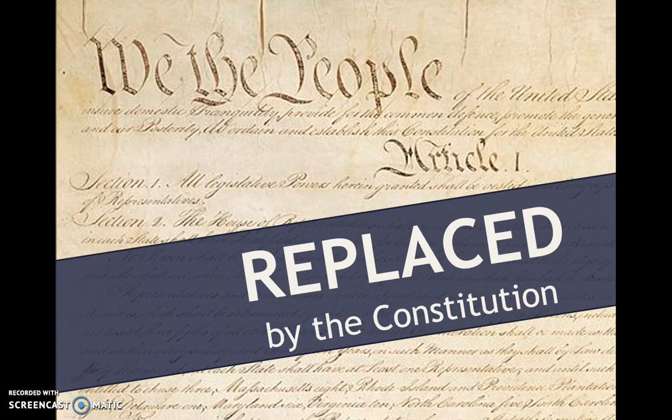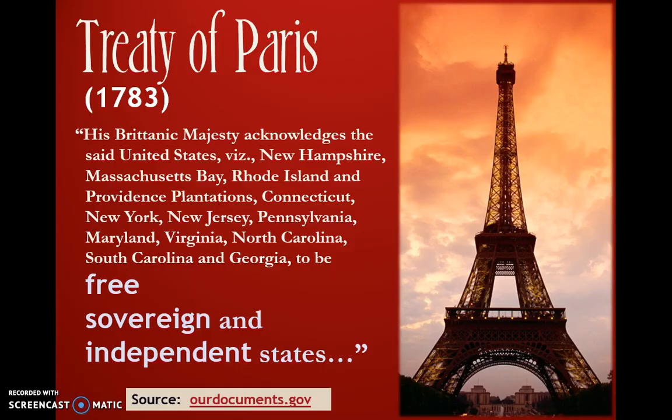So I go back to the document that ended the war, the Treaty of Paris. Right? Don't confuse this one with the Treaty of Paris that ended the French and Indian War, the Seven Years' War. This is the Treaty of Paris that ended the American Revolution. And look, the very first line of the Treaty of Paris says, "His Britannic Majesty acknowledges the said United States, namely," and he spells them out. He lists them, not he, right? He didn't write it, but he signs this document.